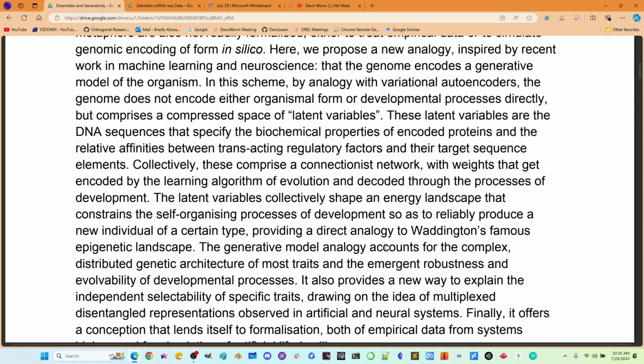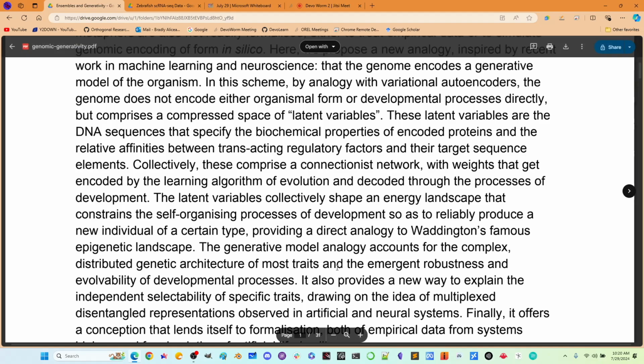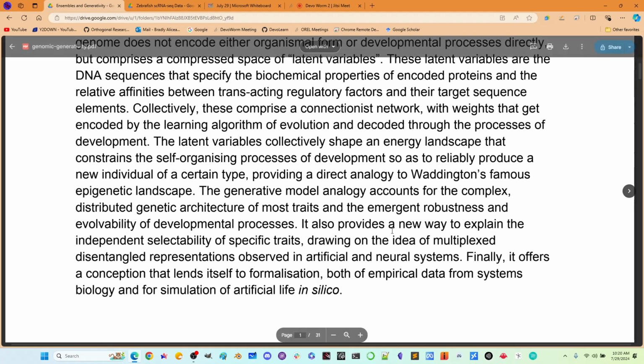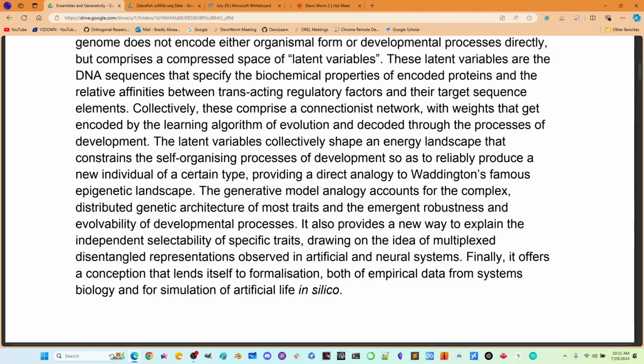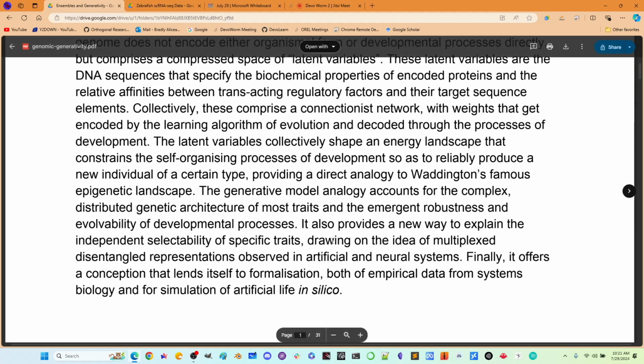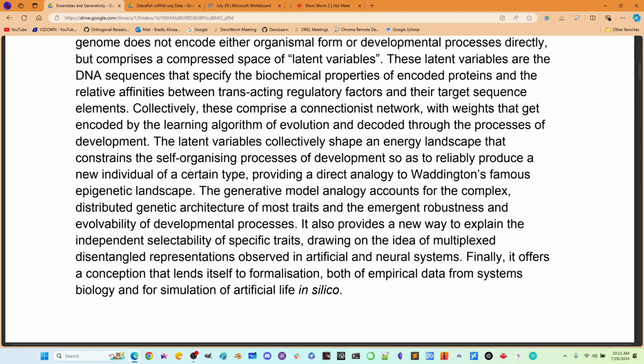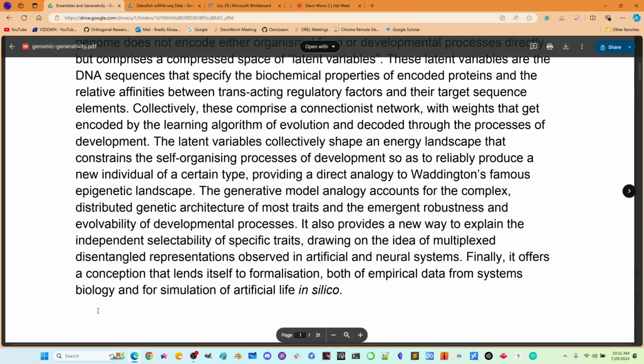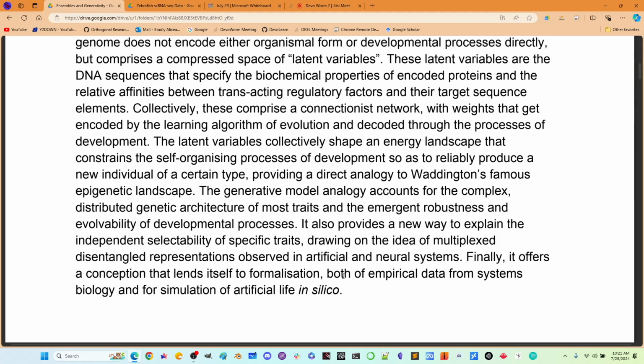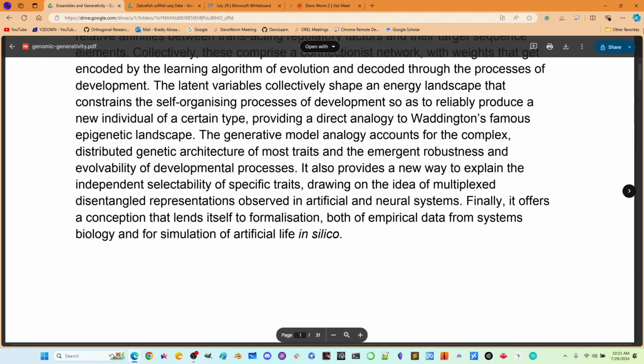The generative model analogy accounts for the complex distributed genetic architecture of most traits and the emergent robustness and evolvability of developmental processes. And so this is where, of course, you can provide a new explanation for independent selectability of specific traits, drawing on the idea of multiplex disentangled representations observed in artificial neural systems. Finally, it offers a conception that lends itself to formalization. So we have the ability to formalize the observations we make of development and how it's generating new forms. So this is a really interesting paper.